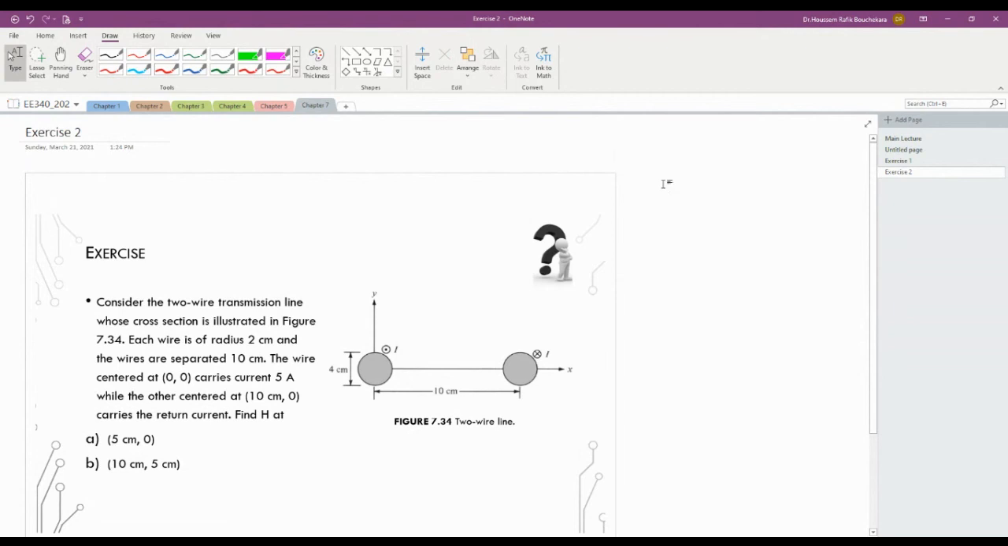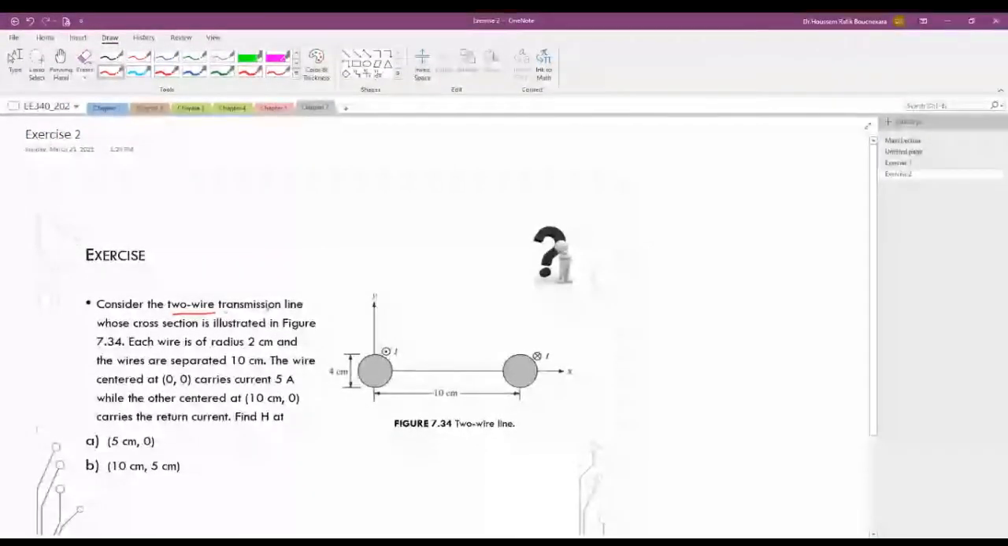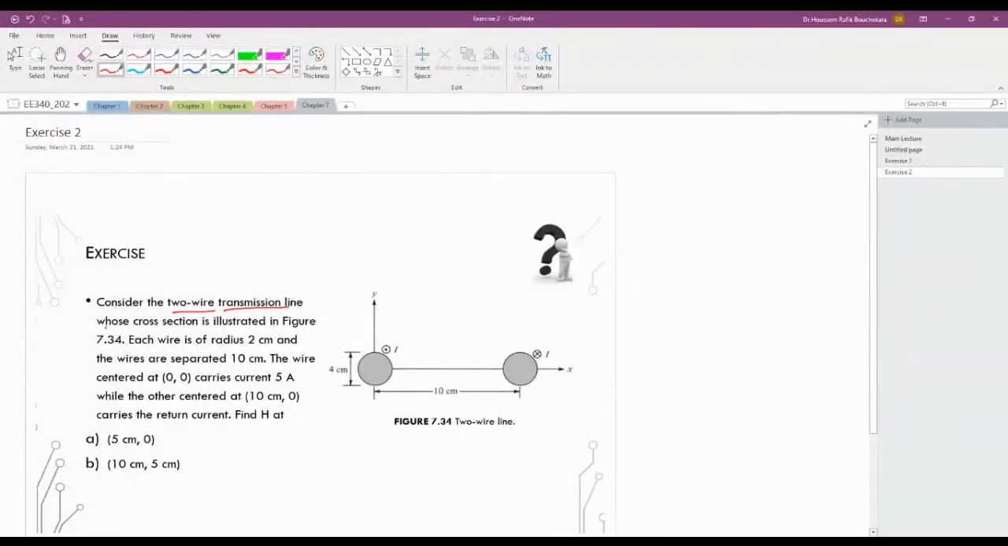We have here a two wire transmission line. The cross section is shown here. Here the current I is directed toward us, here it is directed toward the screen. The current I is given by, what is the current?